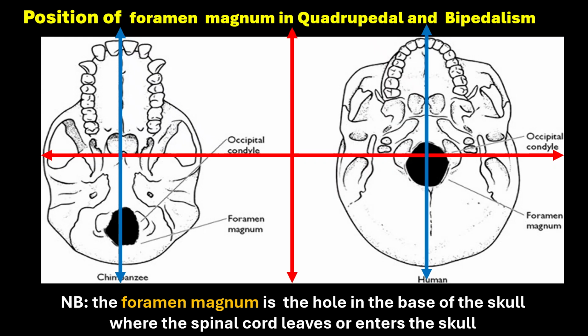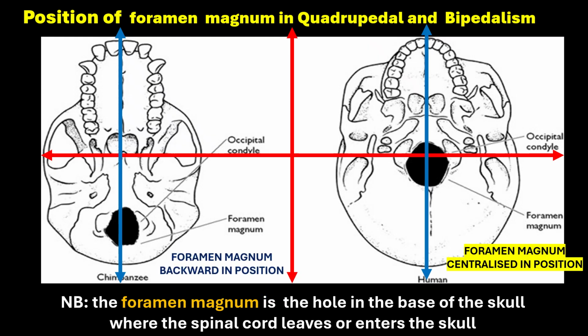You can actually tell where it is positioned in each species. So for humans, the foramen magnum is forward in position. Forward is the word, not centralized. It is forward in position. And then for chimpanzee, the foramen magnum is backward in position. So that is what we have here. That is the distinction.